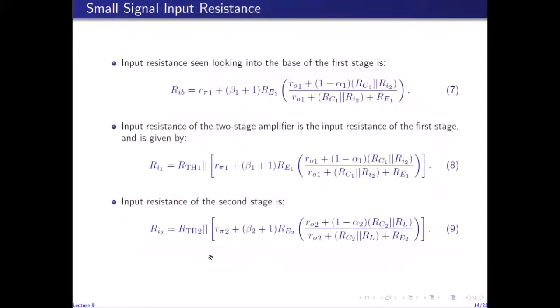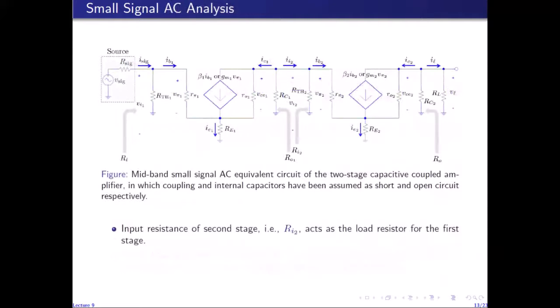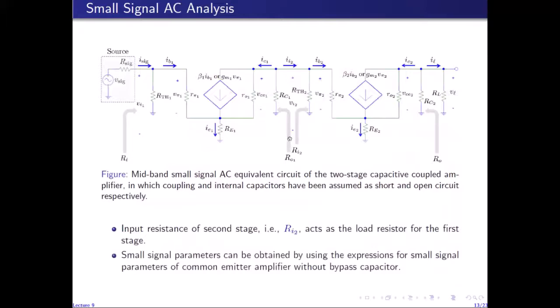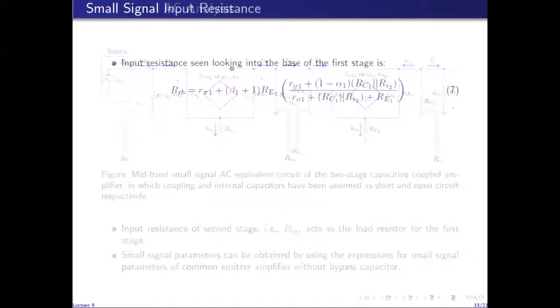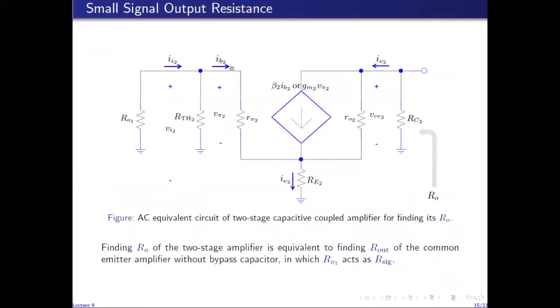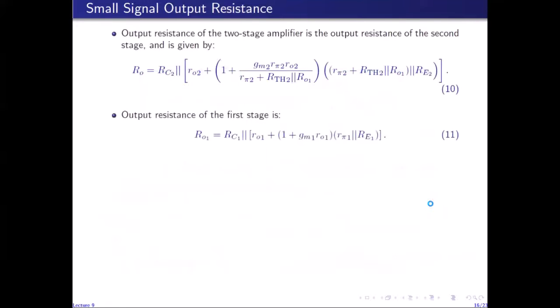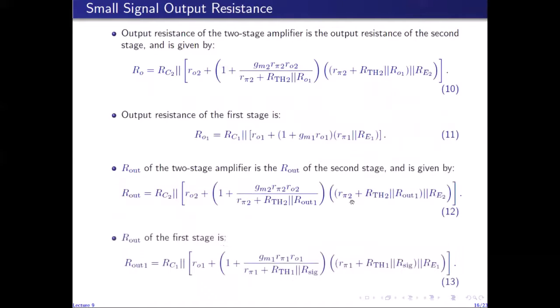If I go back to the original circuit, R out 1 is the resistance seen looking into this side by short circuiting V sig to ground. We've already found this resistance, and we can directly use that expression to find R out 1. So basically, if I replace R naught 1 with R out 1, I'll get R out. This is what I've done here, and R out 1 is given by the same expression as before.